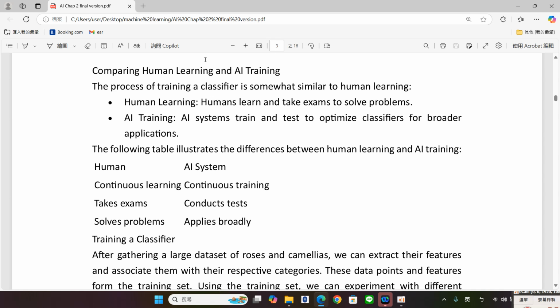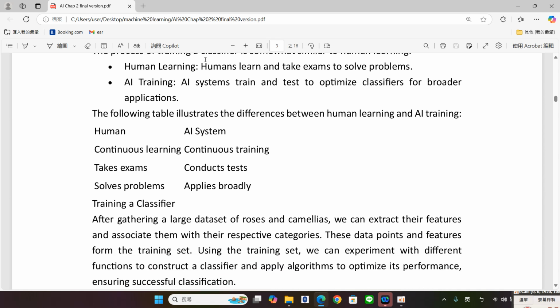Humans learn and take exams to solve problems. In AI training, AI systems train and test to optimize the classifier for broader application. The following table illustrates the difference between human learning and AI training.